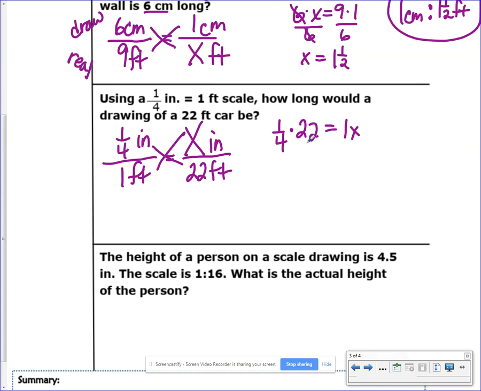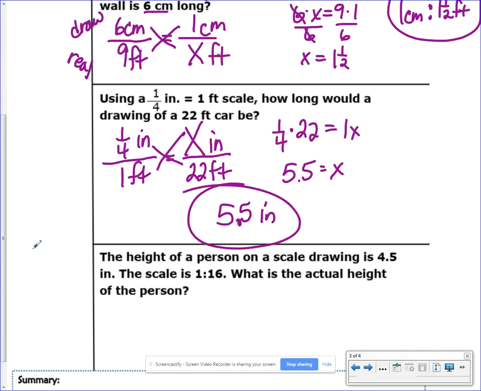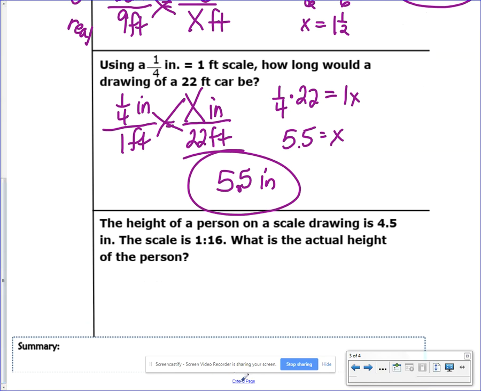Hot diggity. Go ahead and calculate what's 1/4 of 22. 1/4 of something is just taking half and taking half again. Half of 22 is 11. Half of 11 should be 5.5. So how long would the drawing of that car be? It would be 5.5 inches. Make sure you label your answers on all of these.